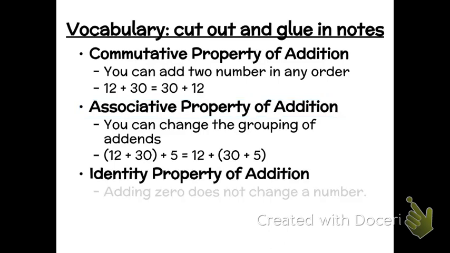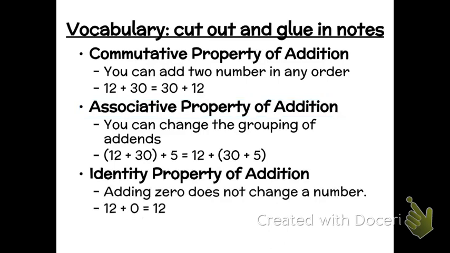The identity property of addition means adding 0 does not change a number. So 12 plus 0 would equal 12. So any number added to 0 is always itself.